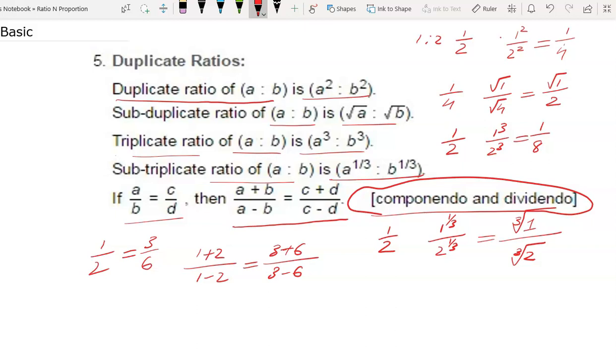So this will be how much? 1 plus 2 is 3, and 1 minus 2 will give us minus 1. 3 plus 6 will give us 9. 3 minus 6 will give us minus 3. Now if you see, this is 3 upon minus 1, and here we have 9 upon minus 3. Now if we solve this, 3 threes are 9 and 3 ones are 3. So ultimately it comes out the same, 3 upon minus 1 and 3 upon minus 1.